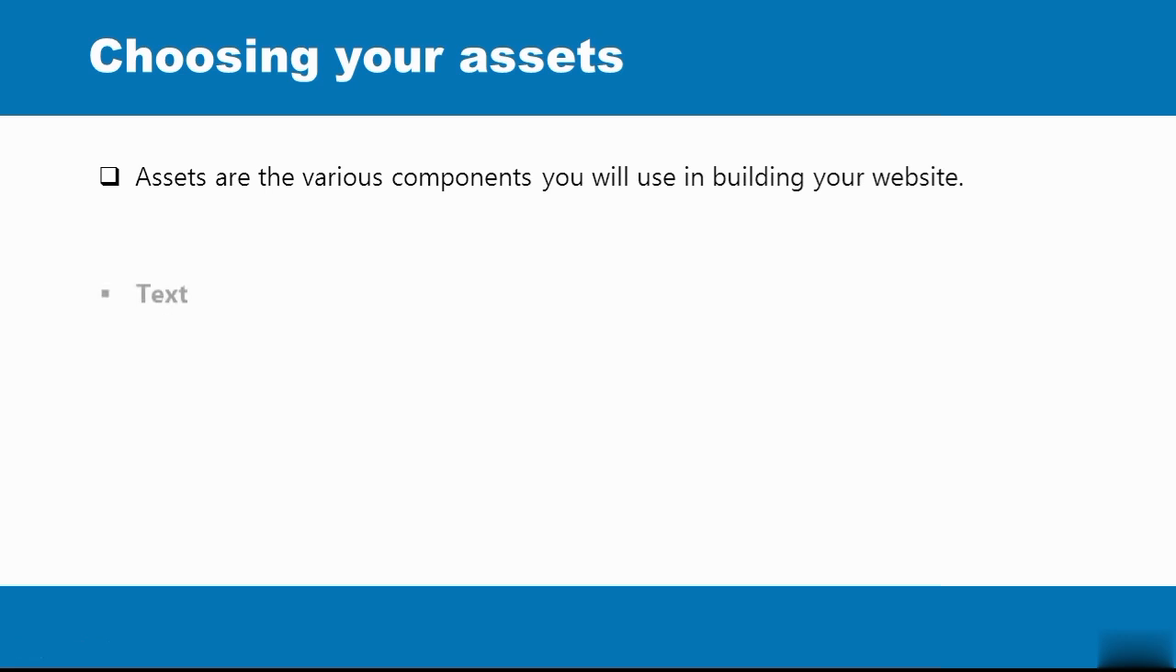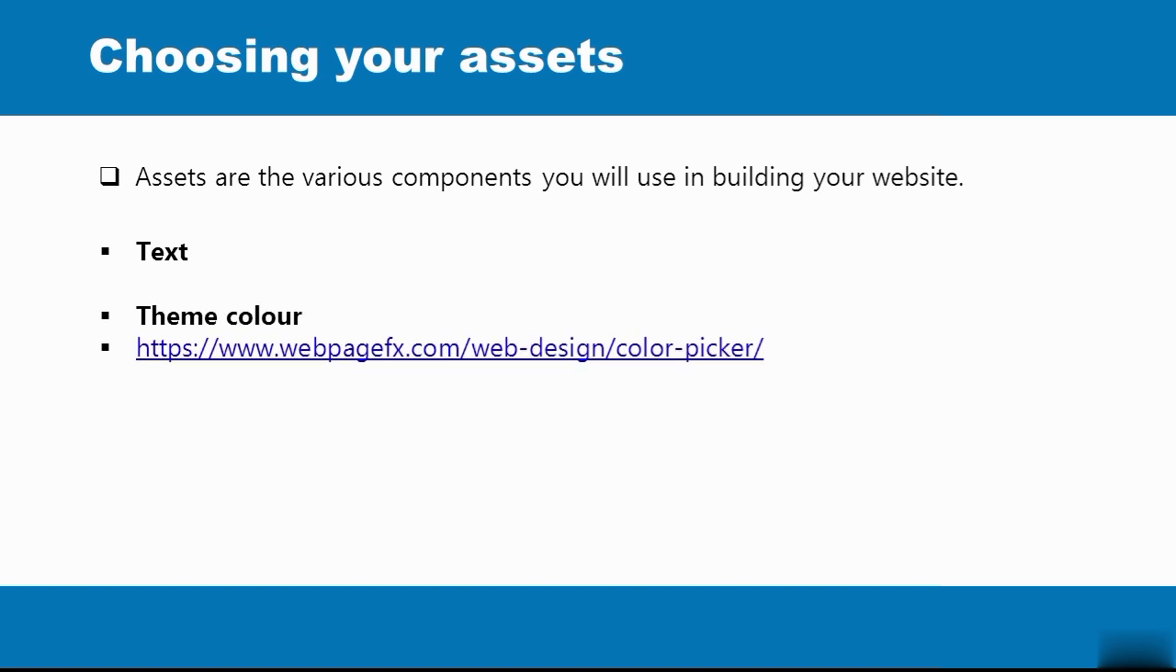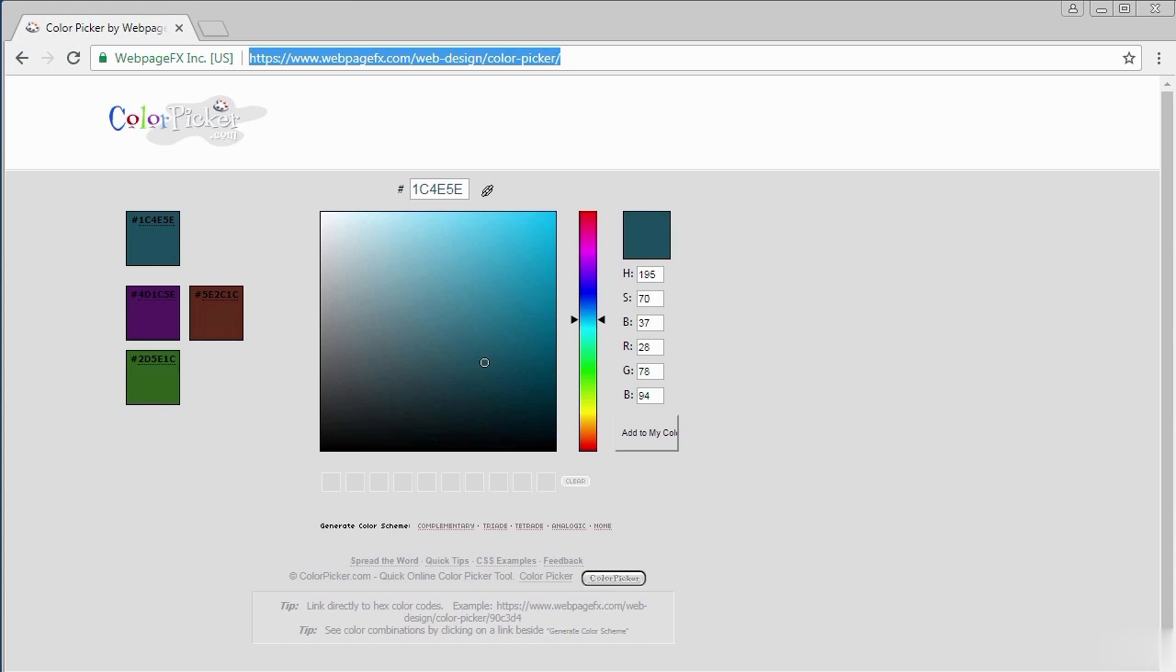We'll start with text. You need to know what text you want to use. For example, paragraph, title, list items, and so on. You can choose the theme color by using any free color picker tool. For example, webpagefx.com. There are so many color picker tools. Just do a Google search for color picker tool.